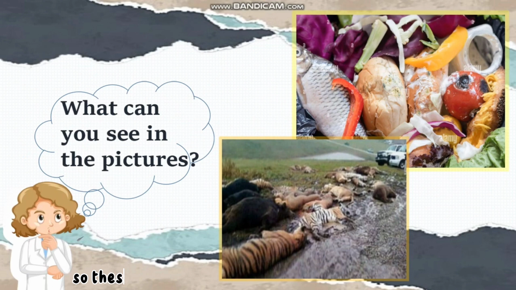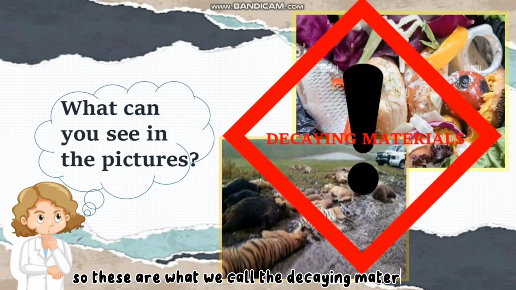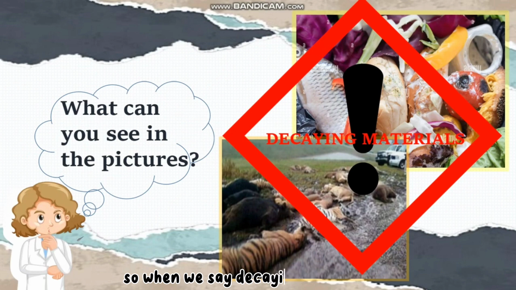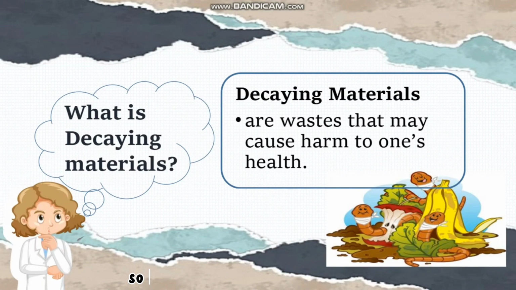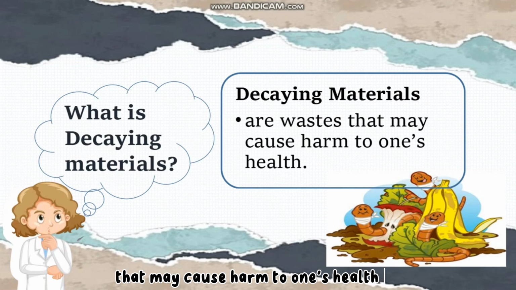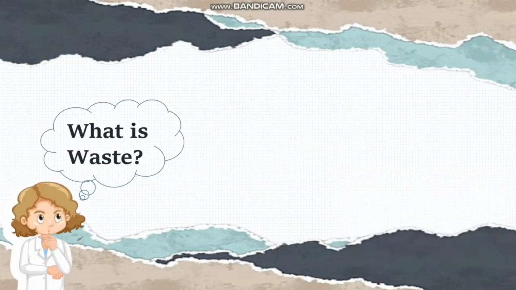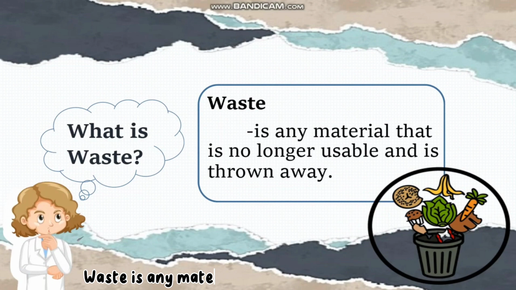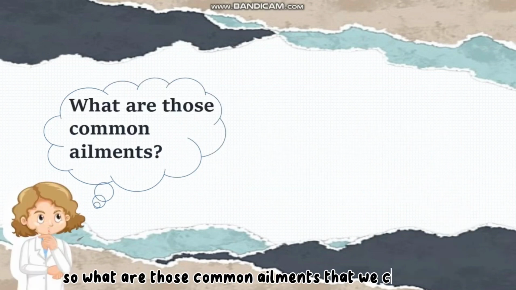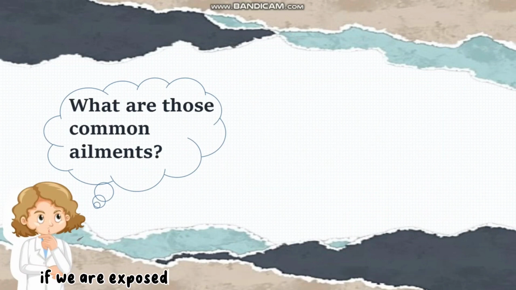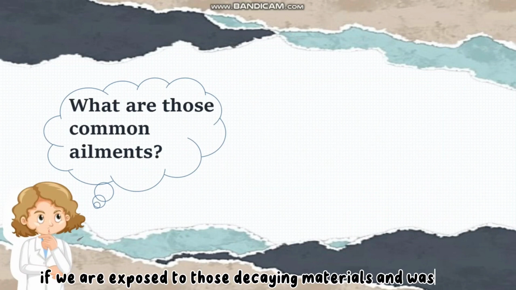All right, so these are what we call the decaying materials. When we say decaying materials, what is it? Decaying materials are waste that may cause harm to one's health. Waste is any material that is no longer usable and is thrown away. So what are those common ailments that we can get if we are exposed to those decaying materials and waste?